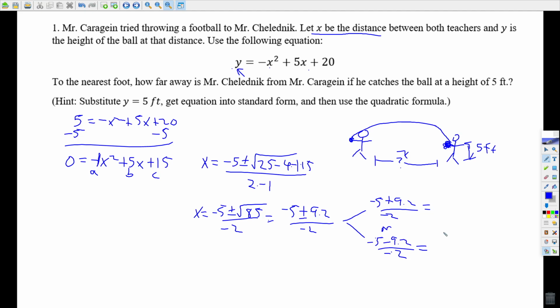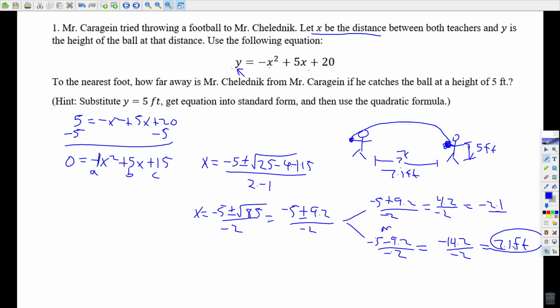And one of these answers will make sense. The top one will give you 4.2 over negative 2. Seems like that'd be negative 2.1. Not going to use that. That's a negative distance. That's probably talking about behind him. This one we get negative 14.2 over negative 2. And that will give us a positive 7.1. So it looks like we're about 7.1 feet away from each other. 7.1 feet. That would be the one that we would look at.